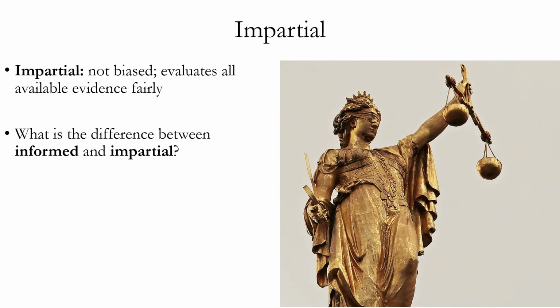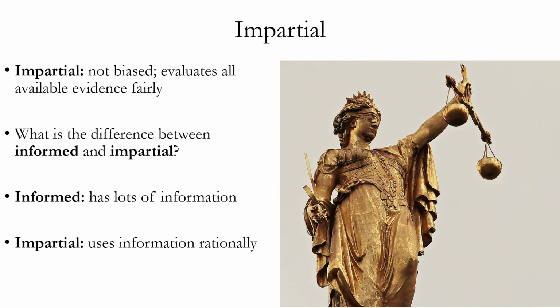So what's the difference between being informed and impartial? We want the sources we cite to both be informed and impartial, but we need to be clear on what the difference is, because the same source can be one and not the other. An informed source is one that has lots of information or knowledge. An impartial source is one that uses that information rationally. So it takes all the available evidence and it figures out what is most likely or probable to follow from that evidence taken as a whole without overlooking or overemphasizing certain parts of it.